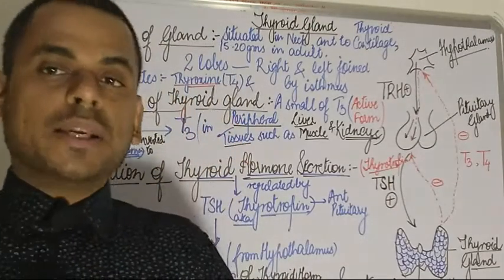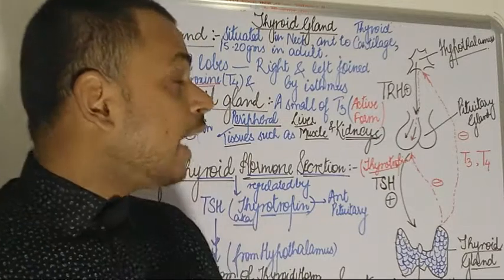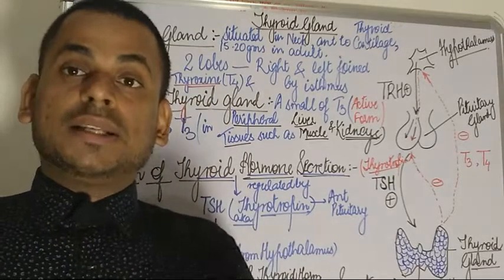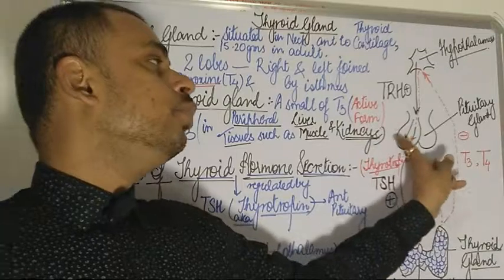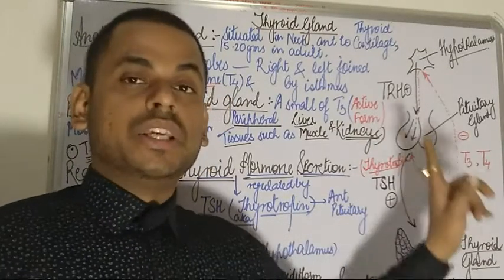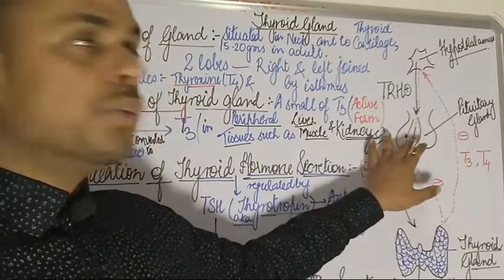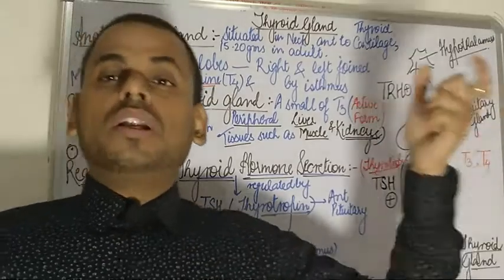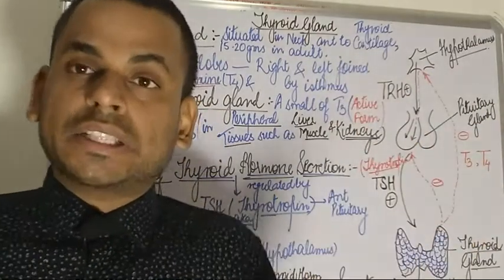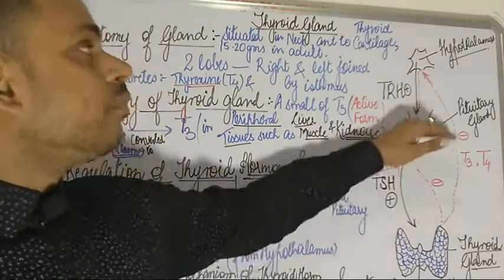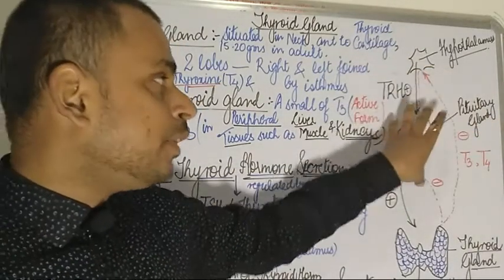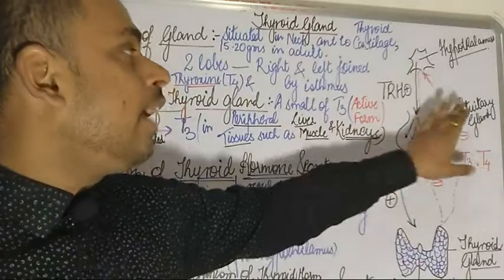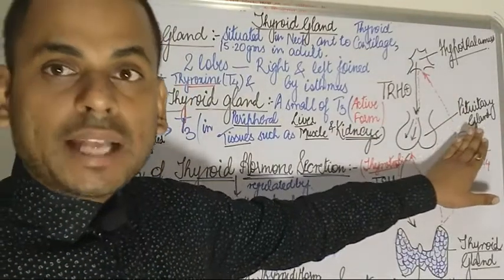One thing more I would like to tell you very importantly: the pituitary gland, which is called the master gland, consists basically of two lobes, the anterior lobe and the posterior lobe. This master gland lies in the sella turcica of the sphenoid bone of the skull. The anterior pituitary is known as the adenohypophysis, and the posterior pituitary is known as the neurohypophysis.